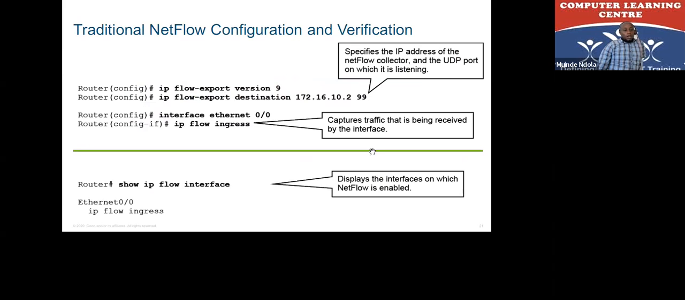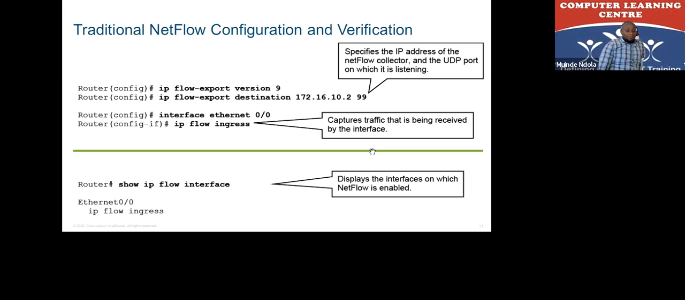Okay, so then what you need to do is, first you need to configure NetFlow. You need to define what needs to be captured. The ip flow export is the command. Then you choose the versions. There are different versions. Then ip flow export destination. Now destination is the server. We say ip flow export destination 172.16.10.2. 10.2 is the server that is running the NetFlow application.